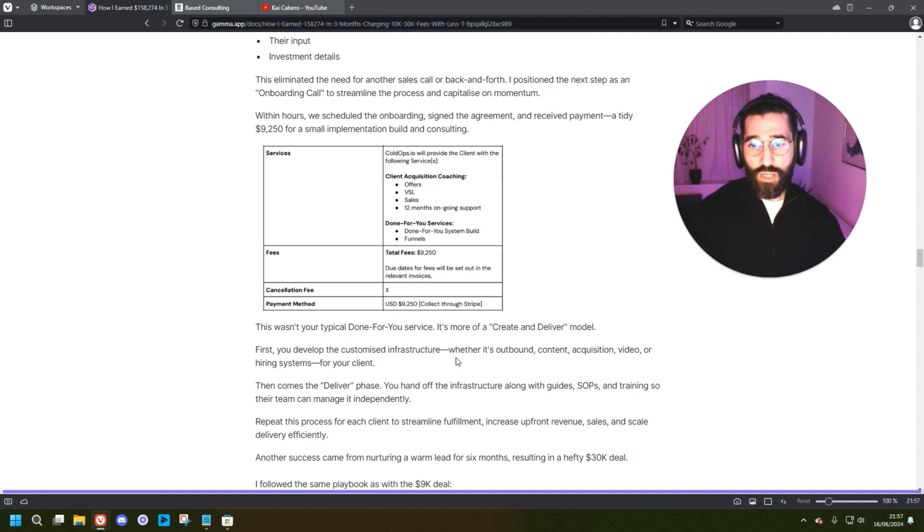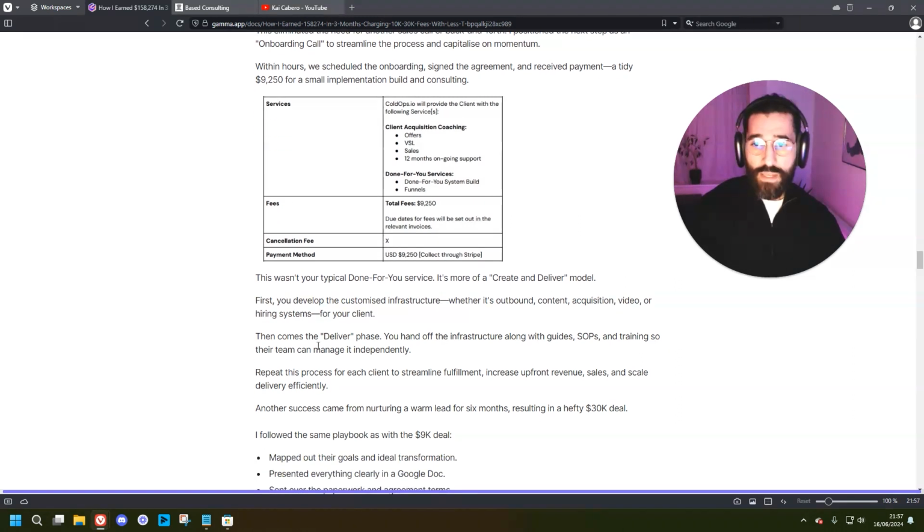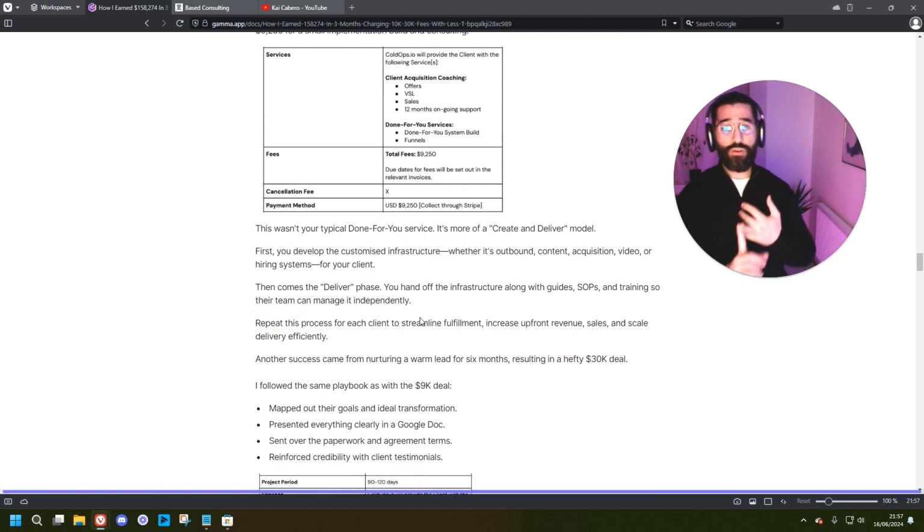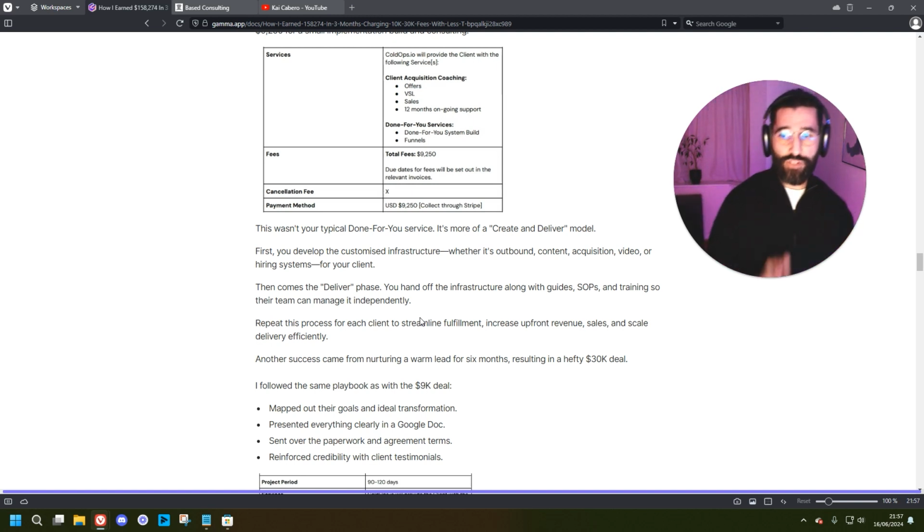So first, you develop the customized infra, whether it's outbound, content, acquisition, video, or hiring systems for your client, okay? Then comes a deliver phase. So you hand off the infrastructure along with guides, SOPs, and training so their team can manage it independently. And then you just repeat this process for each client. You just streamline fulfillment, increase upfront revenue, sales, and scale delivery efficiently.